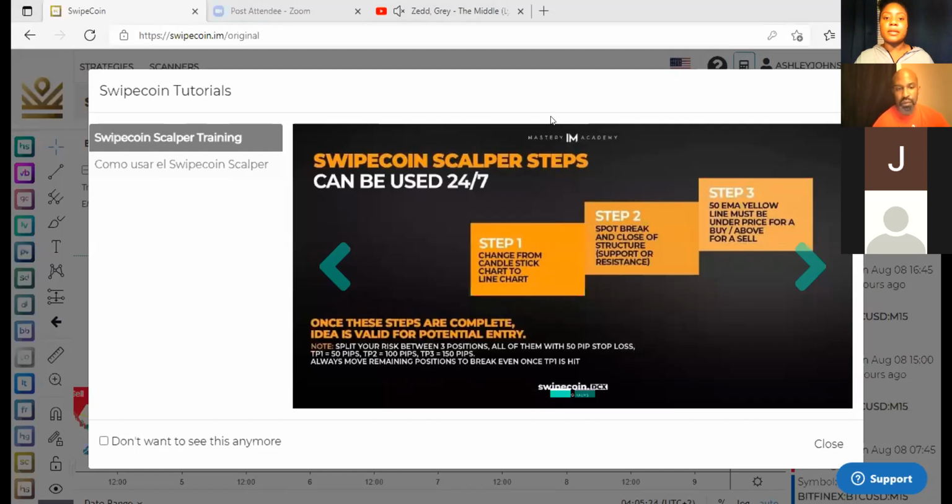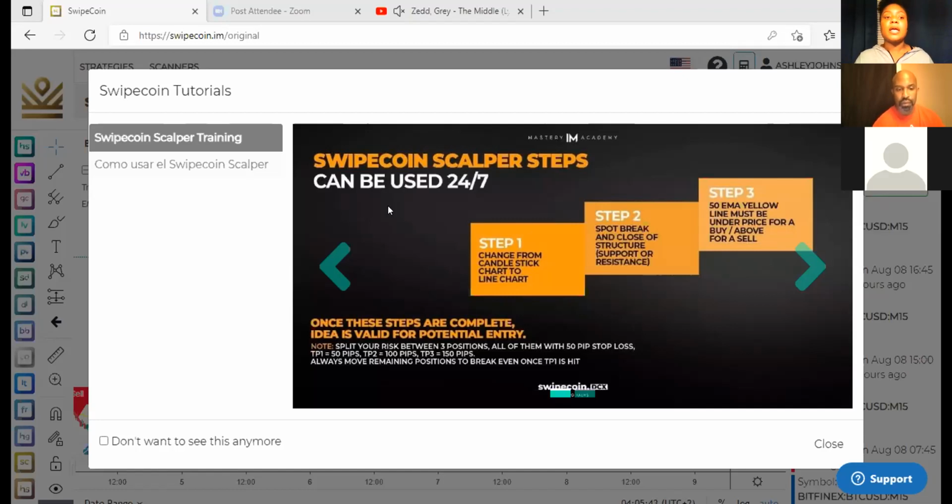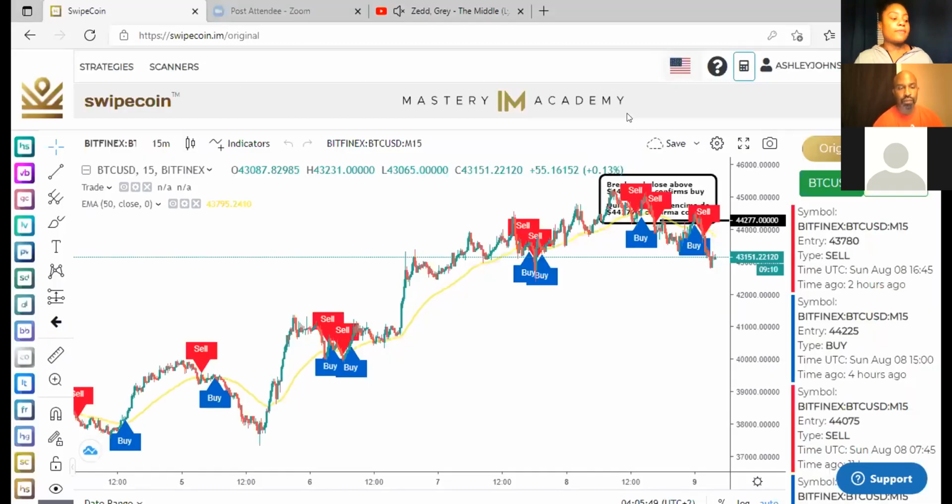Okay, and what it's going to tell you is that you need to basically have a 50 pip stop loss. And then in each trade, you have your 50 pip take profit 1, your take profit 2 is going to be 100 pips, and then your take profit 3 is going to be 150 pips. Okay. And so if you go through the training, it's going to explain that for you. Okay. And so if you have the SwipeCoin app, I'm going to show it to you now.